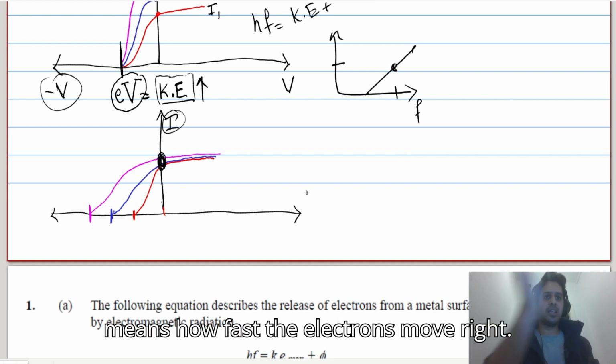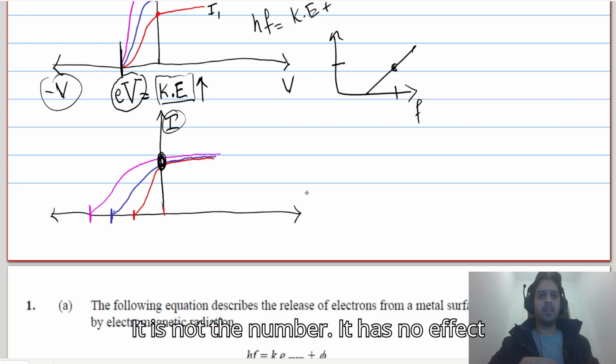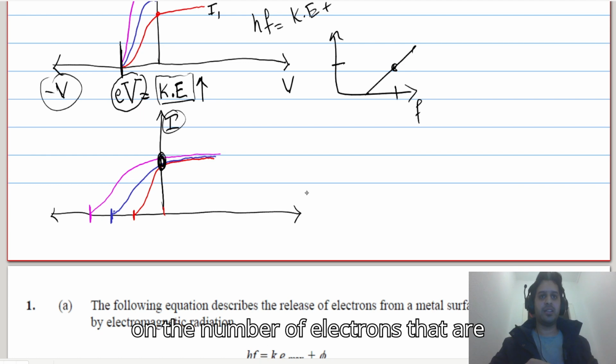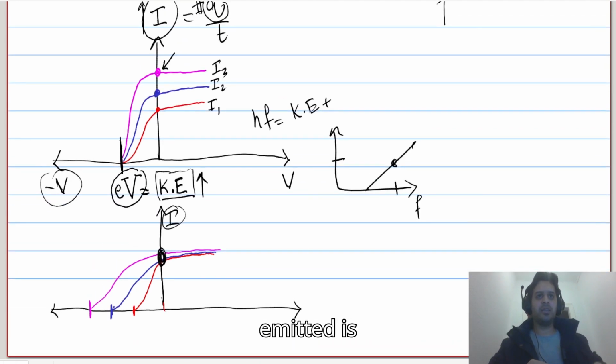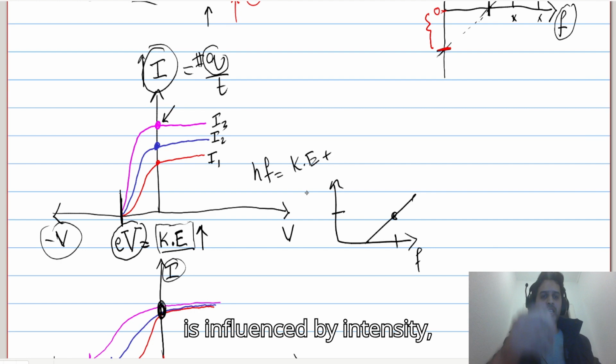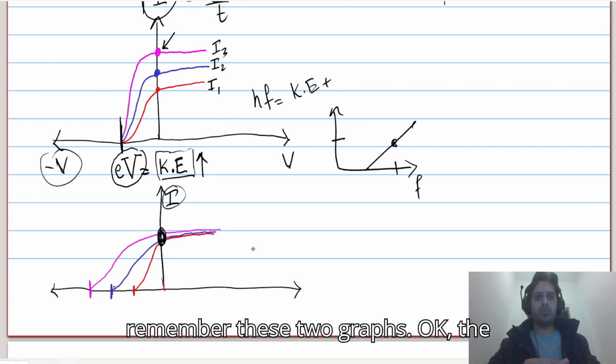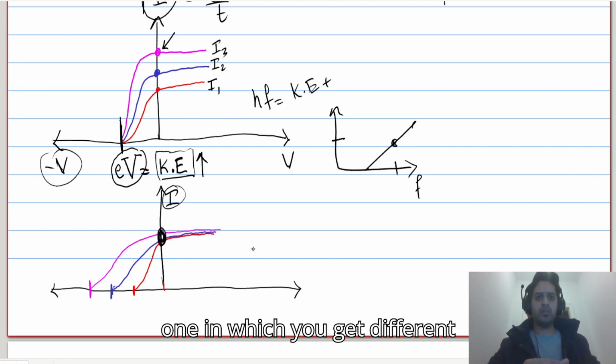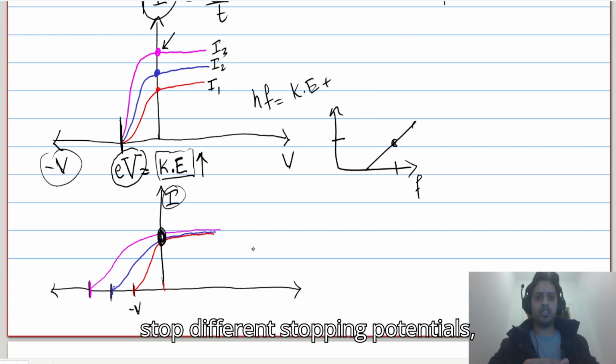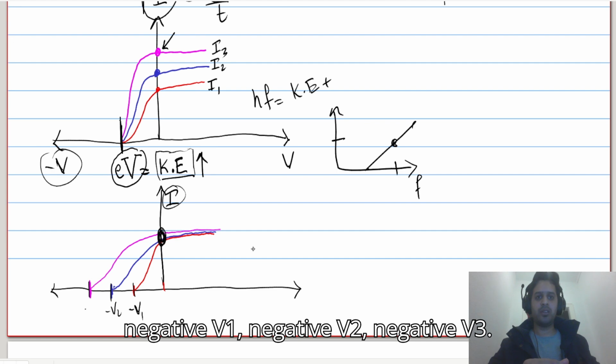Frequency just means how fast the electrons move, right? It has no effect on the number of electrons that are emitted. The number of electrons that are emitted is influenced by intensity, not frequency. So just remember these two graphs, okay? The one in which you get different values for x-intercept, so different stopping potentials, negative V1, negative V2, negative V3.